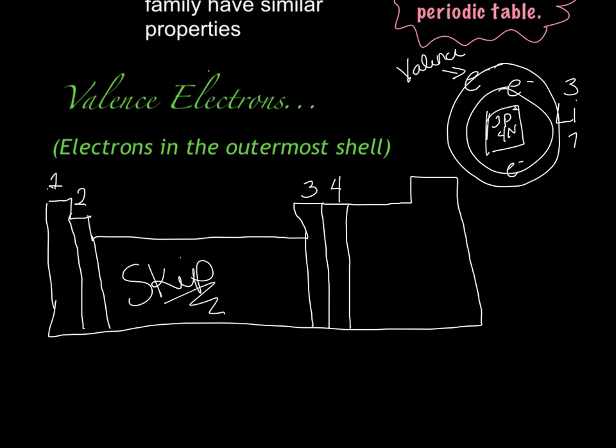There are 4 valence electrons in the 14th group, 5 valence electrons in the 15th, 6 in the 16th, 7 in the 17th, and 8 in the 18th, which is going to be your noble gases, which are the most stable. So 8 valence electrons are the most stable.